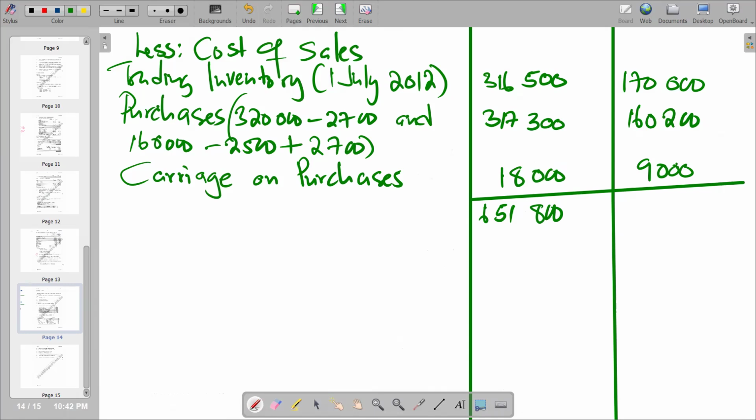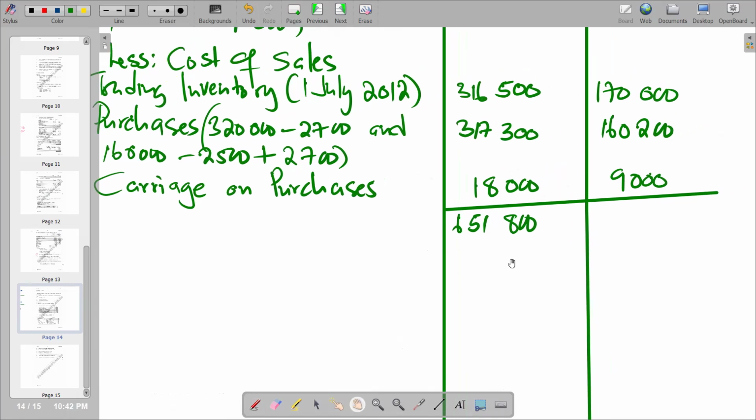So we do the same for the second column, whereby we are saying 170,000, and then we add 160,200 plus 89,000. That gives 339,200. So basically, this is what we have.